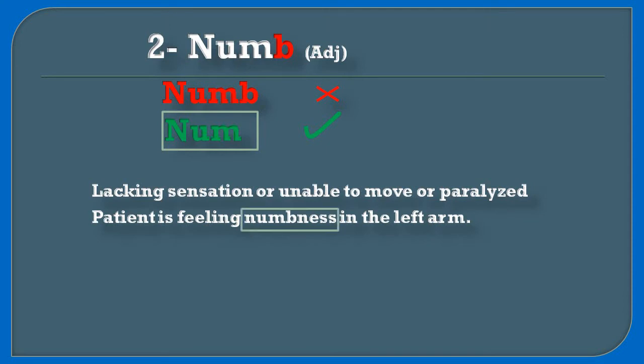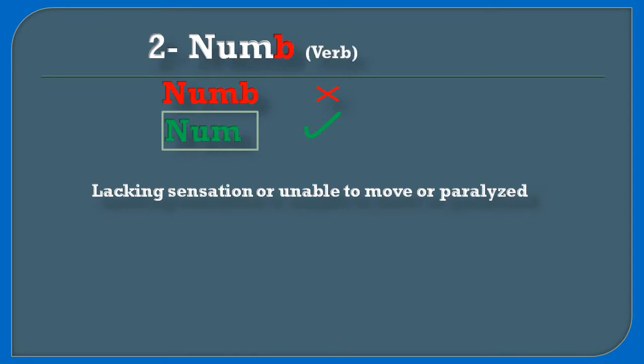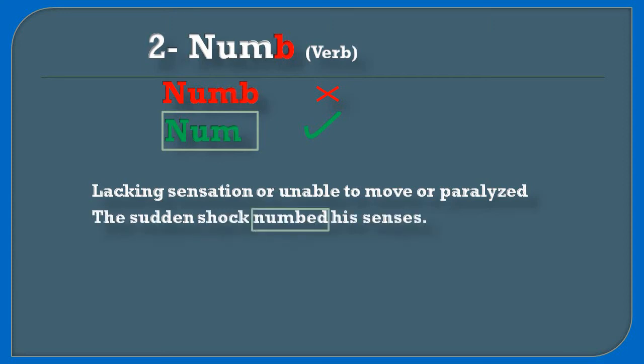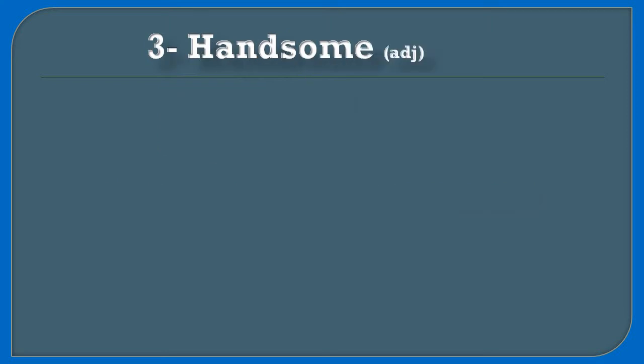Look at numbness. It's an adjective. You can also use numb as a verb. The sudden shock numbed his senses. So here you see the word numbed, and it's a past form. Numb is a verb.